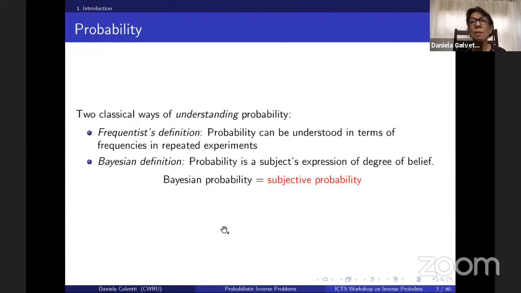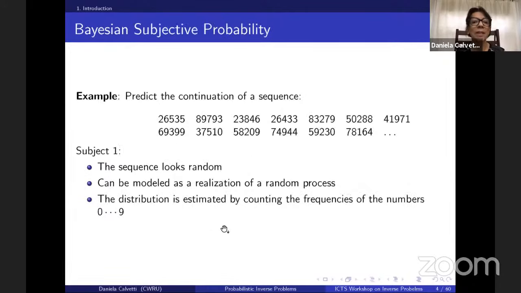And this is something that is going to play a big role in inverse problems, because after all, the subject, that is us, the observers, we often tend to know more than we're ready to admit about the quantities that we want to estimate.